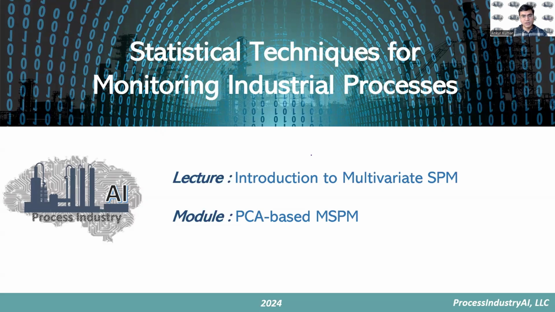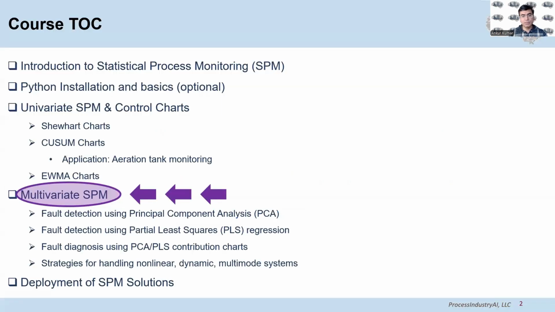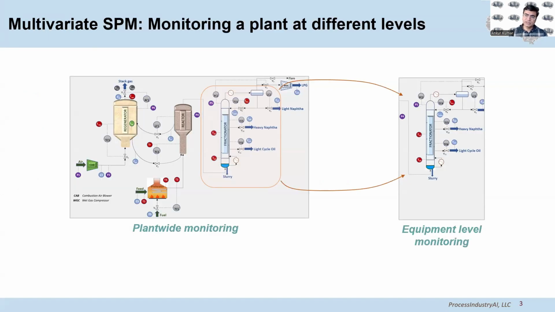Hello and welcome. In this lecture, we will start our journey into the world of monitoring multivariate industrial systems. In the introductory lectures of this course, we had remarked upon why we need multivariate SPM techniques. Let us refresh those concepts using this FCCU unit shown here.